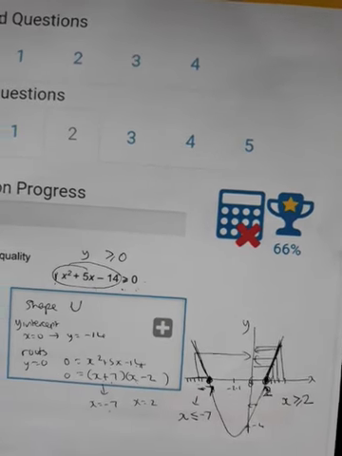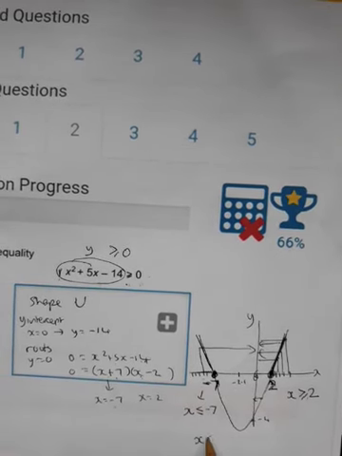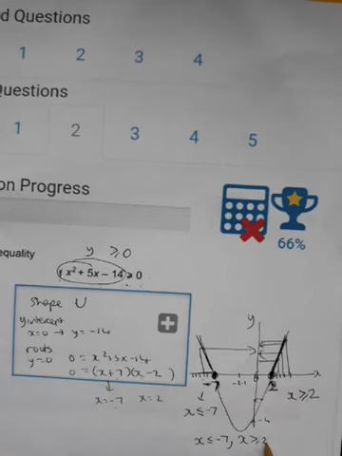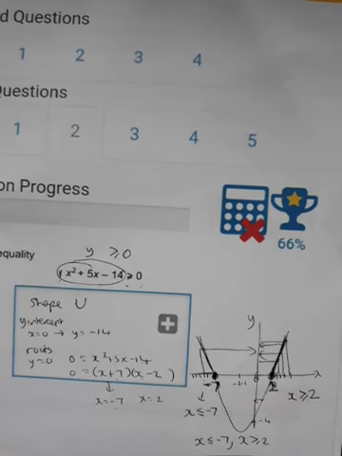So my 2 solutions, I don't put in one inequality here because there are 2 separate regions of solutions. x is less than or equal to minus 7, and x is greater than or equal to 2 are the solutions to that quadratic inequality.